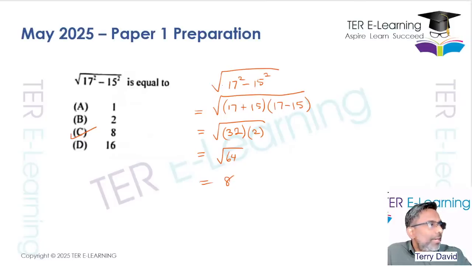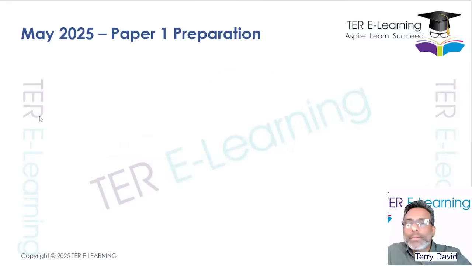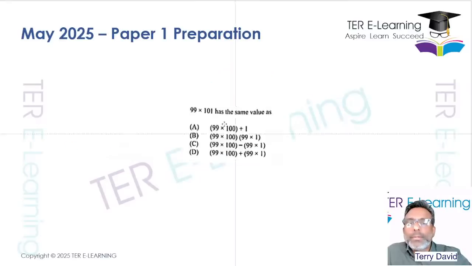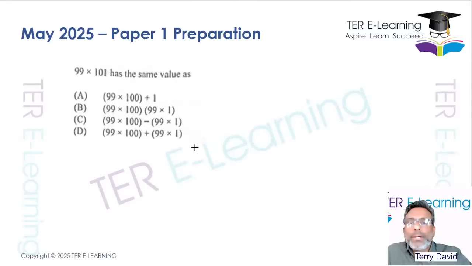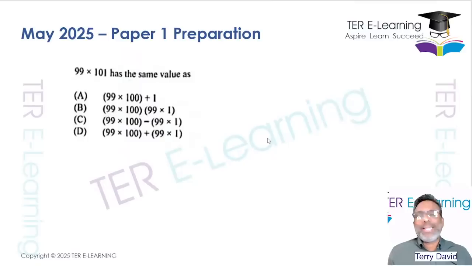Let's see what else I have here. This next one is based on the distributive law. What about this one here? We have 99 multiplied by 101. Which of those is equivalent to that? I'm not too sure. I might go till 10 maybe.